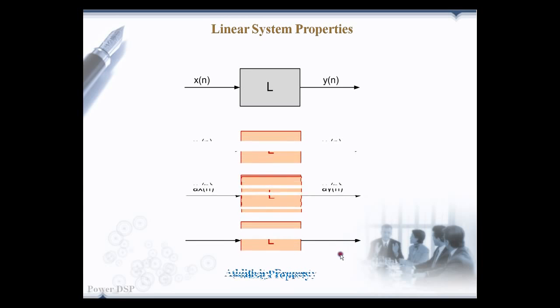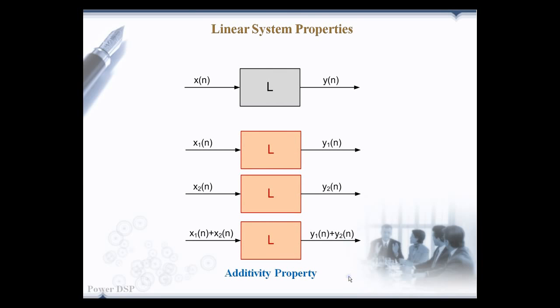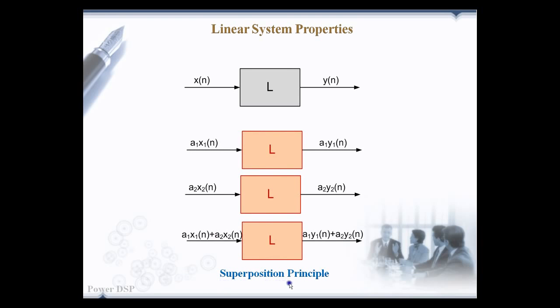The second property that needs to be satisfied by any linear system is the additivity property. If an input x1 of n produces the output y1 of n, and a different input x2 of n produces a different output y2 of n, then the system must produce the output y1 of n plus y2 of n for the input x1 of n plus x2 of n. By combining the scaling and additivity properties, we can form the superposition principle, which is given here.